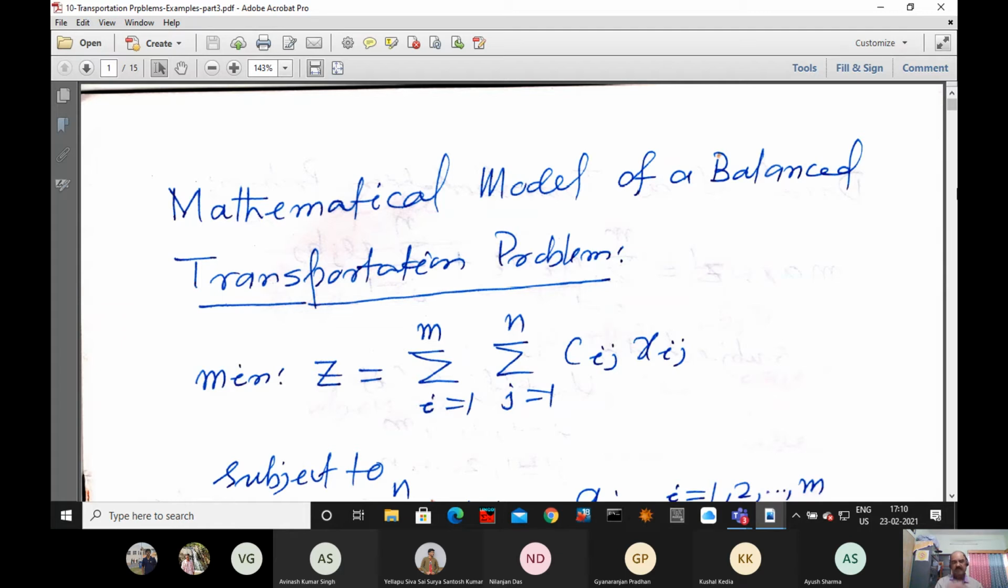Yes, sir. Okay. So this first problem we have solved is a very typical problem. I only explained it so that you realize that yes, we are able to improve. Now we are looking at the mathematical model of a balanced transportation problem. So always we solve a balanced transportation problem. If it is unbalanced, we have to make it balanced. I will explain how to make it balanced using some example, but now I am considering a balanced transportation problem.